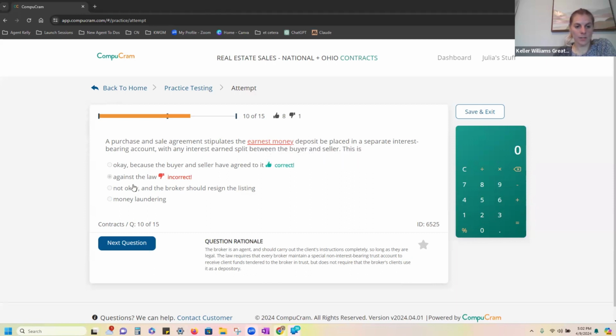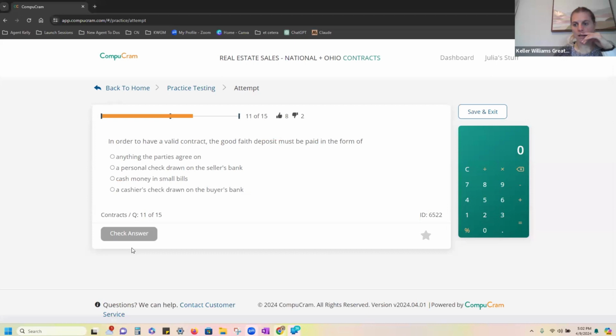It always gets funky with earnest money. What's against the law is commingling, the mingling of the money. Correct.